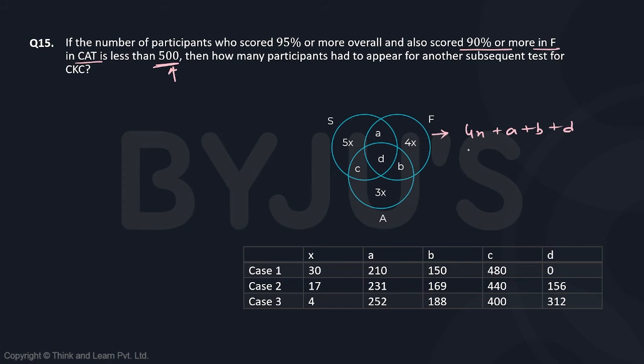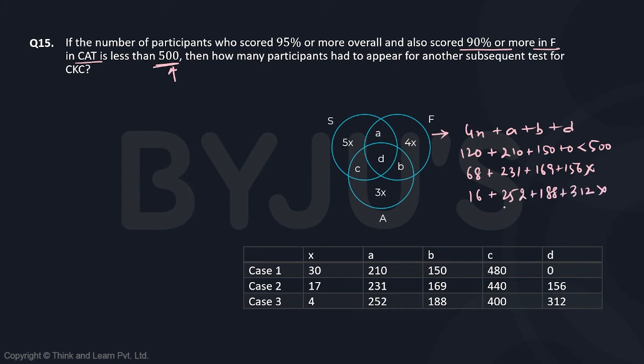First case, X is 30, so 4x is 120. A is 210, B is 150, D is 0. It is less than 500, satisfied. Case 2, X is 17, so 4x is 68, A is 231, B is 169, D is 156. It is not less than 500. Case 3, X is 4, so 4x is 16, A is 252, B is 188, D is 312, not less than 500. So he is talking about case 1 here.